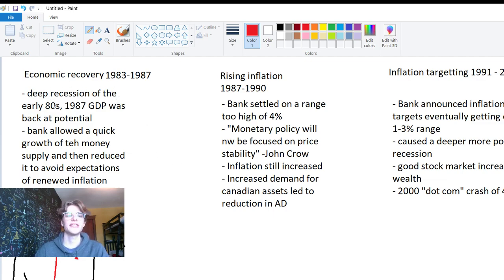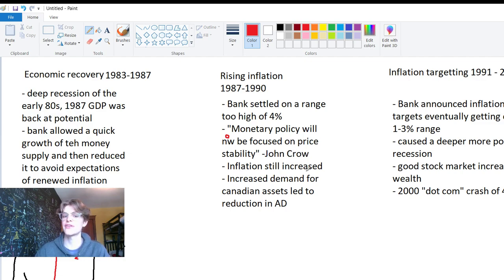We had a deep recession in the early 80s, but by 1987, GDP was back at potential. How they did this was the bank allowed a quick growth of the money supply and then reduced it pretty quickly afterwards to reduce expectations of renewed inflation. After 87, there was still rising inflation. The rate they settled on was 4% inflation, which is pretty high. So John Crow, the head of the Bank of Canada at the time, decided that monetary policy would now be focused on price stability.